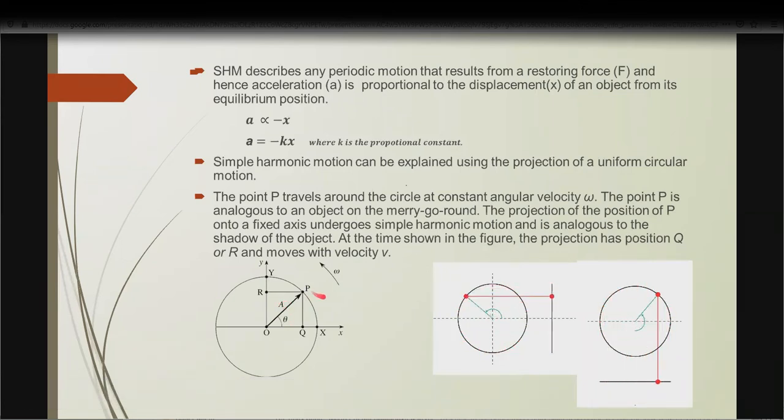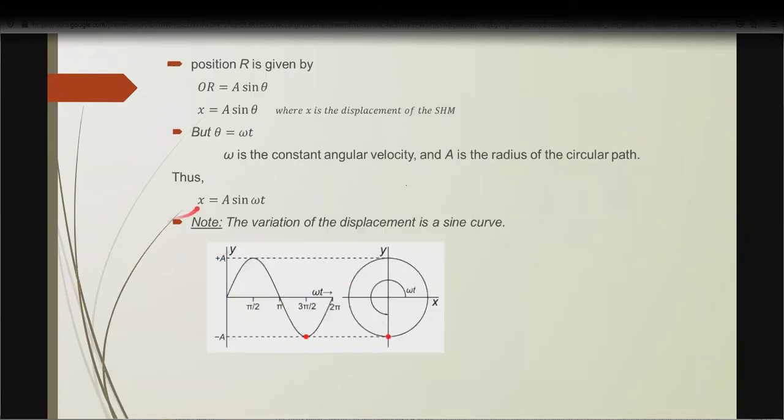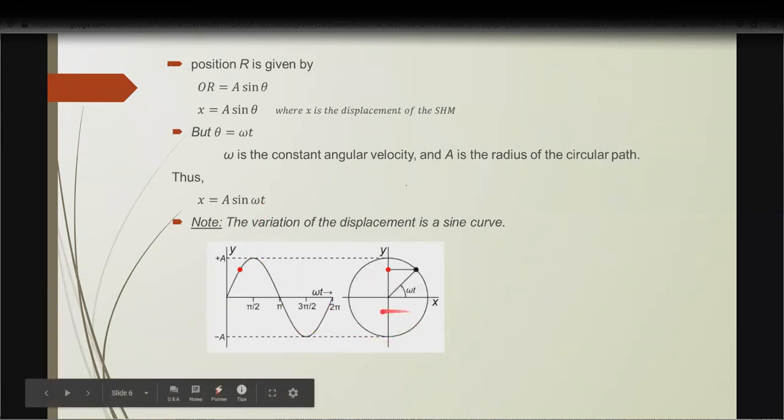So you can see x equals A sine omega t. The variation of the displacement is a sine curve. I have mentioned that one, right? This black colored dot is performing circular motion and the projection is the red colored dot. The variation of the displacement of the red colored dot is given by this curve, right?